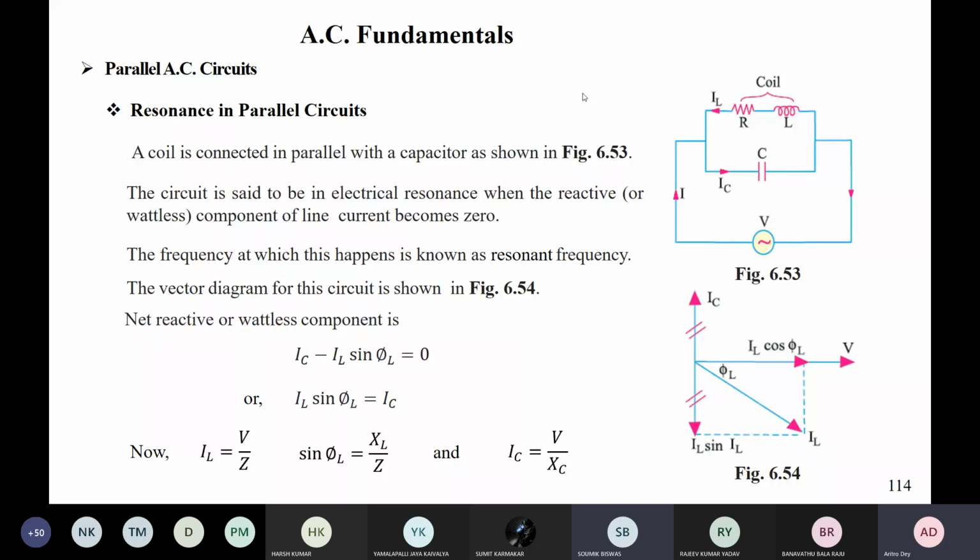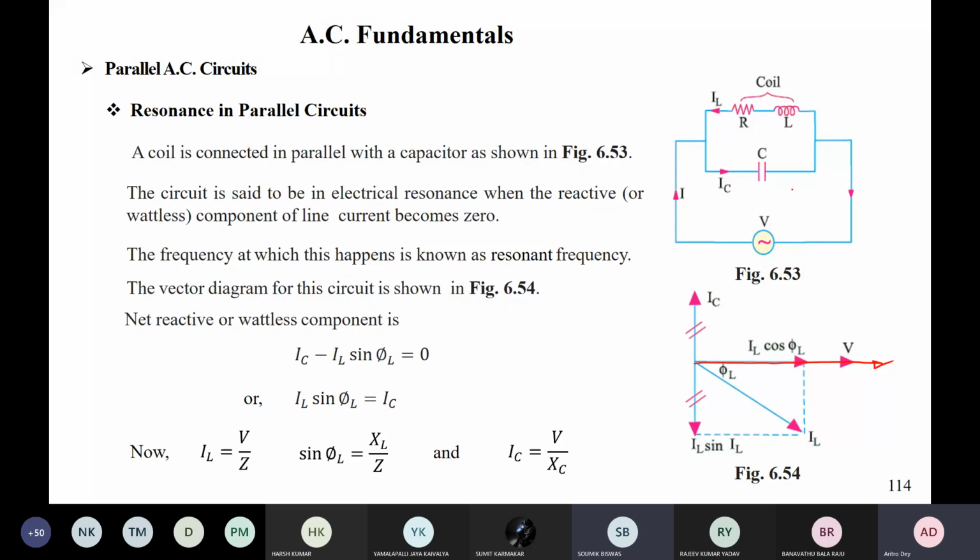Now let us come to the parallel resonant circuit. What happens when we take this kind of circuit where you have an RL and an RC branch and you are exciting with a voltage V? Here the same voltage is applied across the parallel paths. So we'll take V as the reference phasor, as we have seen, right? Then what will be the expression for your branch currents?